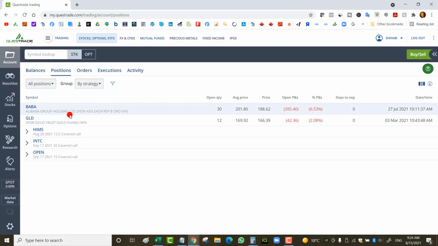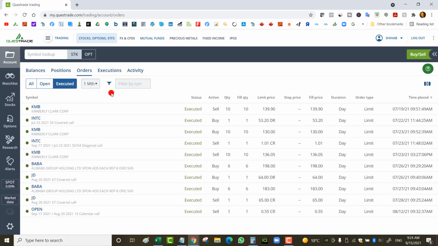Then I've got BABA and gold. These are more like swing trades or even buy and hold, but they're not going in the right direction. I've got a cost basis on BABA at $201. I had a chance to close it before earnings for a small profit, or even break even. I held it through earnings, and now I'm down $400 on the stock because it dropped all the way down to 188.